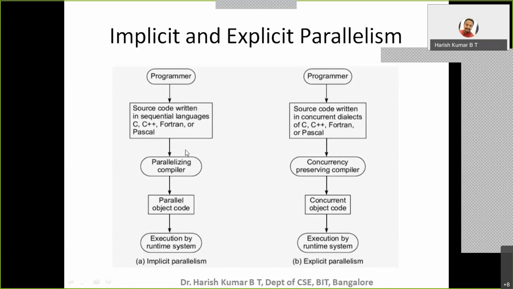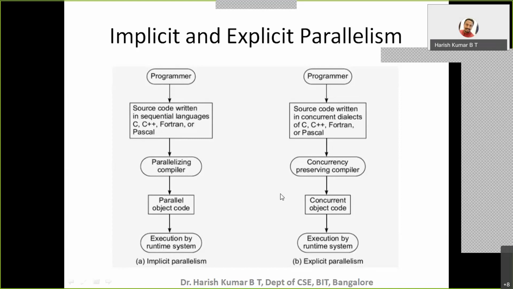Now I'm using a parallelizing compiler. What will this parallelizing compiler do? The program is written sequentially. This parallelizing compiler will identify the parallelism within the program. That means it will identify how many segments of the program written by the user can be executed parallelly. That we'll understand later in my topic.